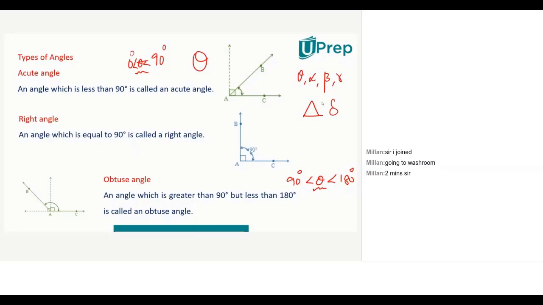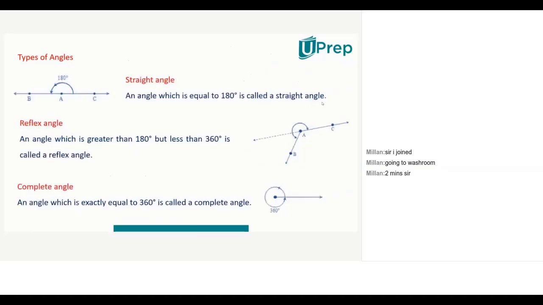Simple. Acute angle, obtuse angle, in between them, right angle. What happens if I cross 180? From 180 degrees to 360 degrees, it is a reflex angle, and exactly 180 degrees is a straight angle, and exactly equal to 360 degrees is a complete angle. Right? I think we stopped our discussion in the last class till here, right? Yes, sir. Right. Very good. Now, these are different types of angles based on the measure.